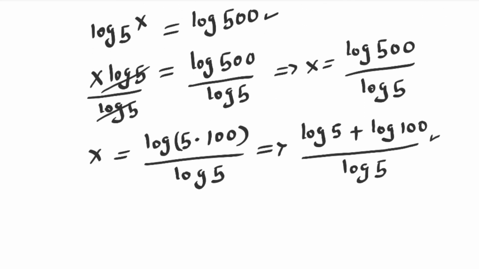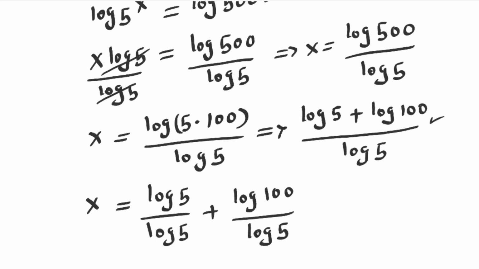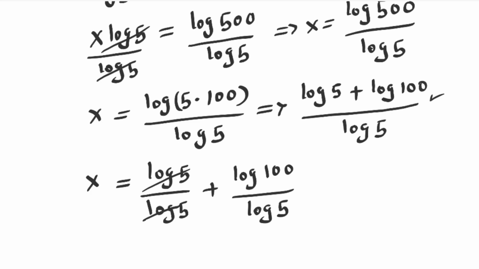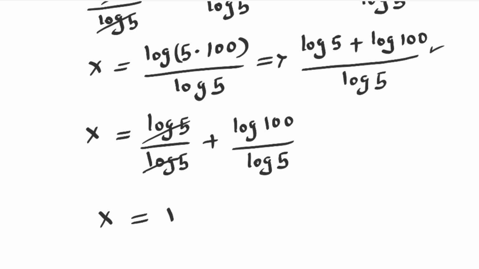Now let us split this. x is equal to log 5 over log 5 plus log 100 over log 5. This log 5 cancels this log 5. x is equal to 1 plus log 100 over log 5.